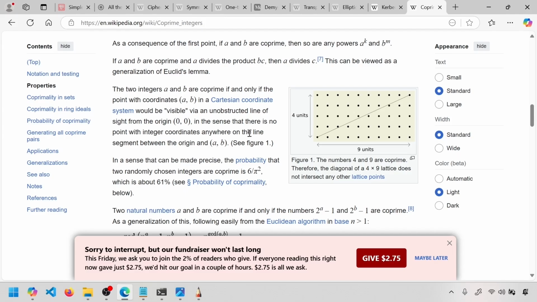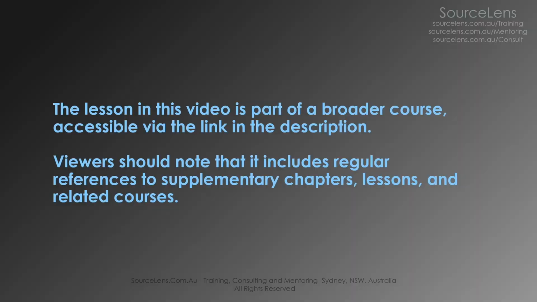2 and 3 are co-primes. They are actually primes. Co-primes can be primes as well. 4 and 6 are not co-primes. They have a common divisor, which is 2. So they are not co-primes. So that is the definition of co-prime: no common factors. If you want, you can read more about it.